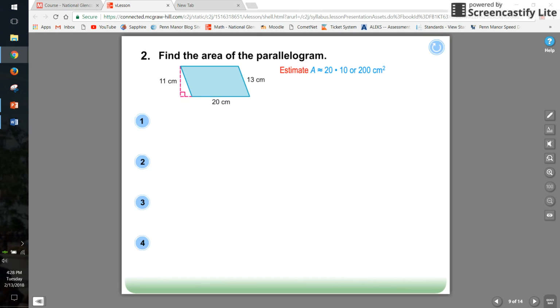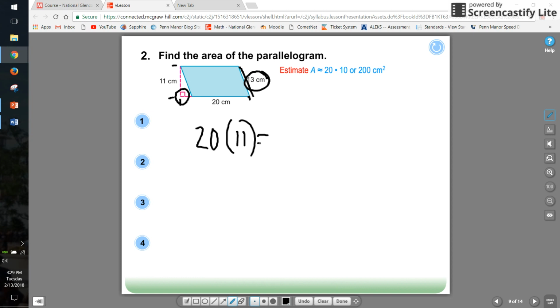Here, they're trying to confuse us. They're showing us the slope here, this angle. That is not what we're looking for. We're looking for the height, which, because of that right angle symbol, 90 degrees, we know that from here to here is our height, and from here to here is our base, or 20 times 11, and that should be the area. Does it come out to 220? I think so. 220 what? Well, in this case, we're measuring in centimeters, so it'll be centimeters squared.